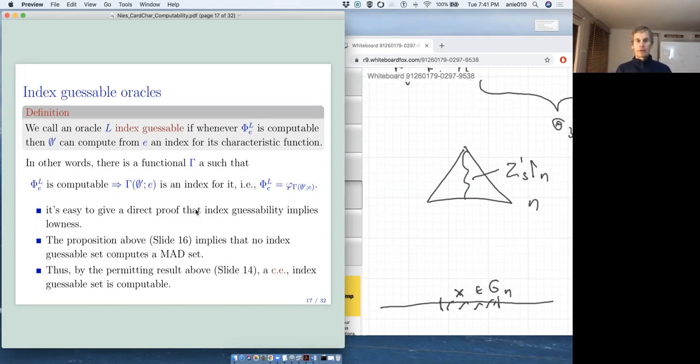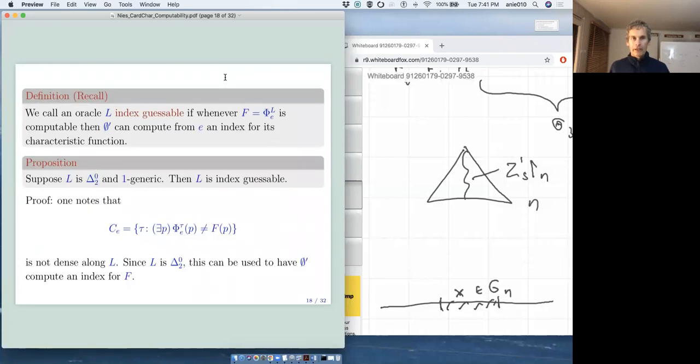The proposition on the previous slide shows that no index guessable set can compute a maximally almost disjoint set. Since any non-computable CE set computes such a set, the CE index guessable set must be computable. So which sets are index guessable then? Well, any Delta^0_2 1-generic. That's not hard to prove.